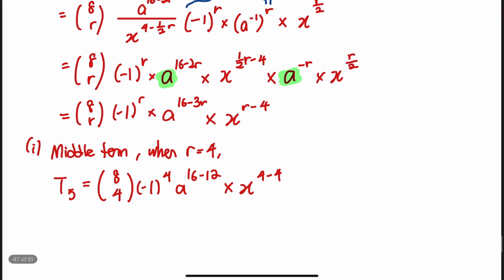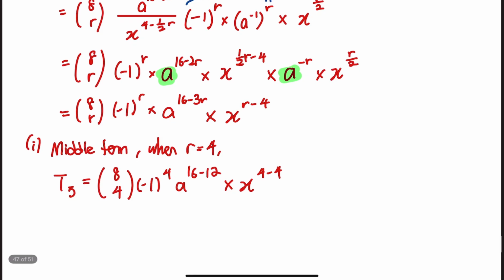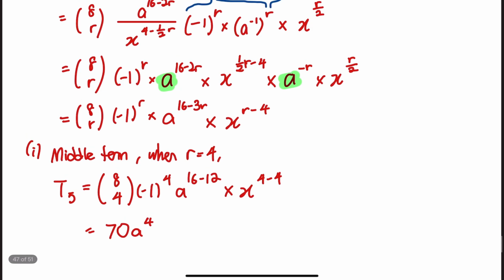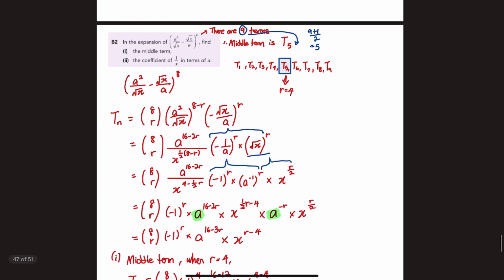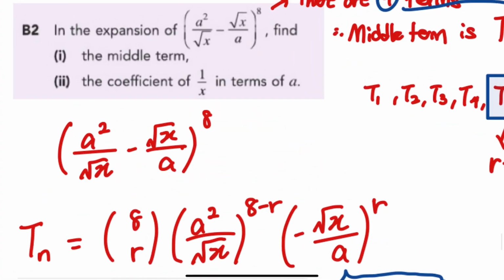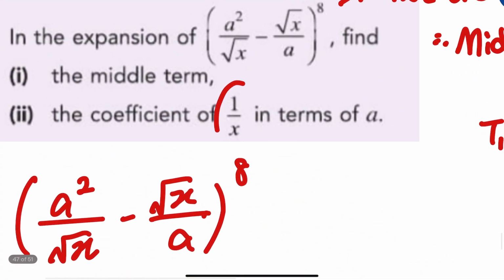Okay, therefore, I simplify this very easily. I should get, in this case over here, 70 a power 4. And that is the answer for part 1. Okay, next one, part 2. Find the coefficient of 1 over x. In this case here, my x power is x power negative 1.